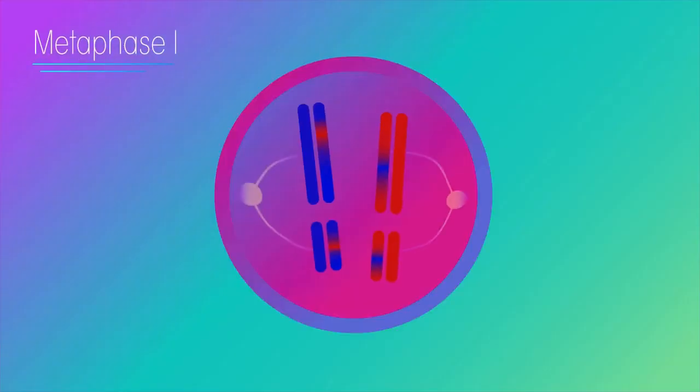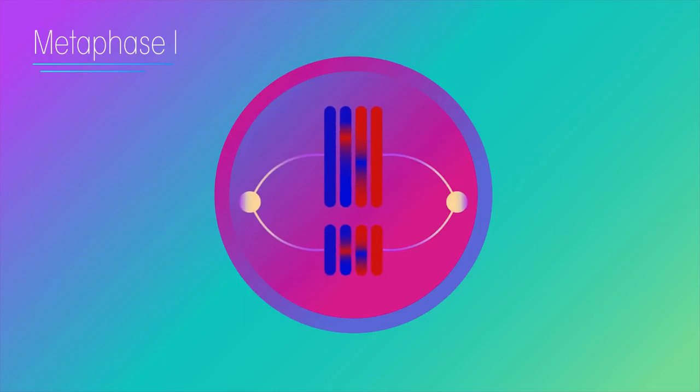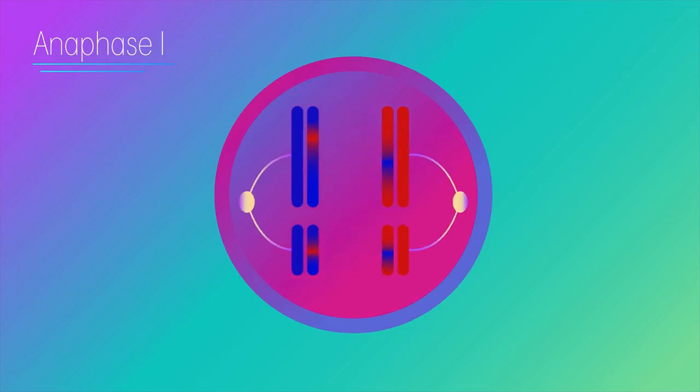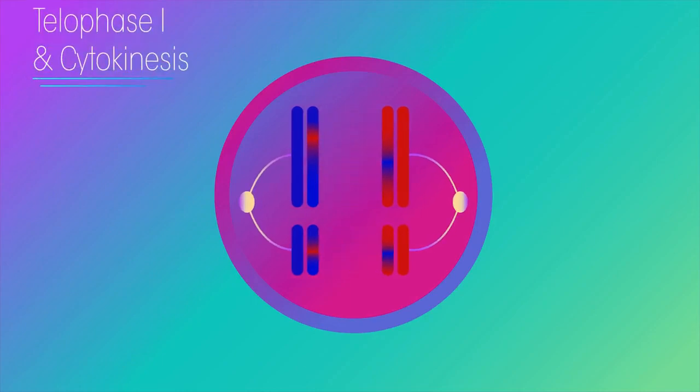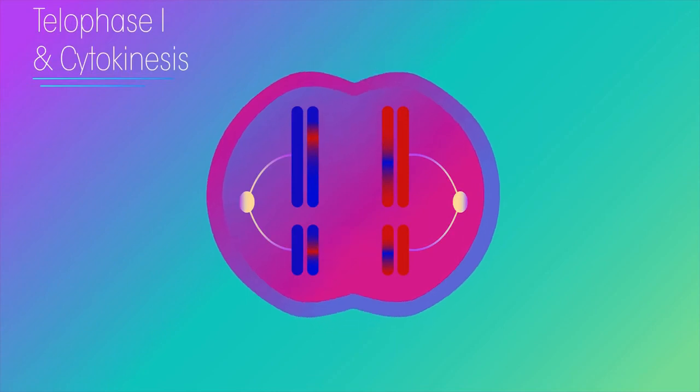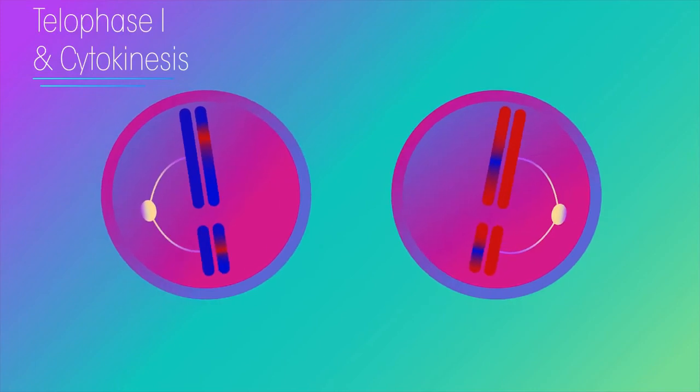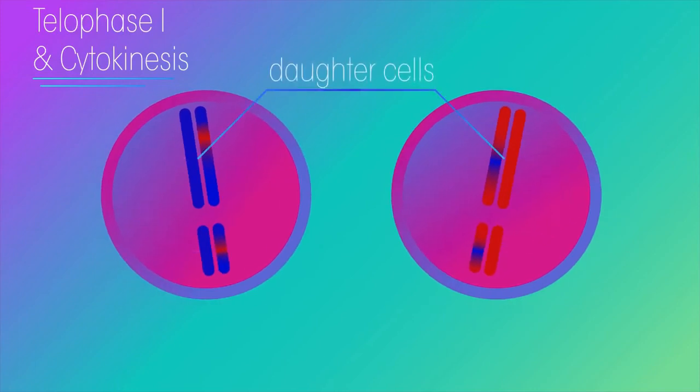Next comes metaphase I, as the chromosomes align themselves in the middle of the cell, and in anaphase I, the spindle fibers pull the chromosomes apart to opposite ends. Then during telophase I and cytokinesis, the cell pinches apart in the middle, and the nuclear membrane reforms around the 2 new daughter cells. That's the end of meiosis I.